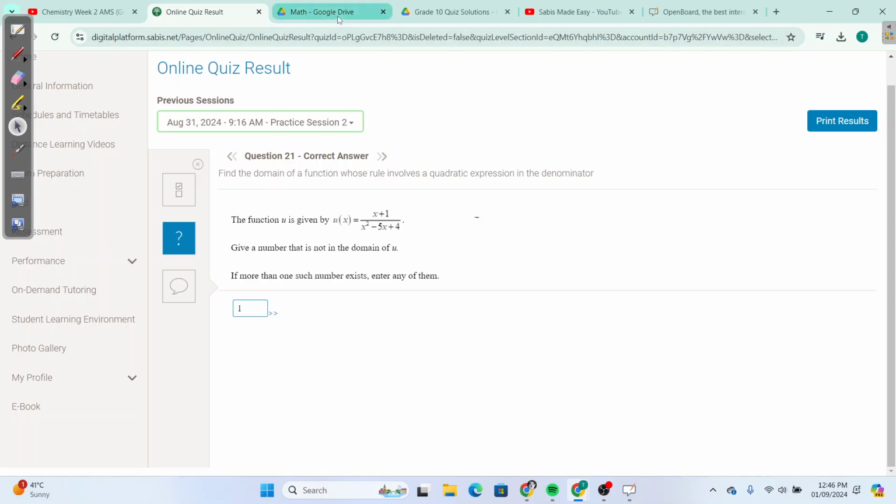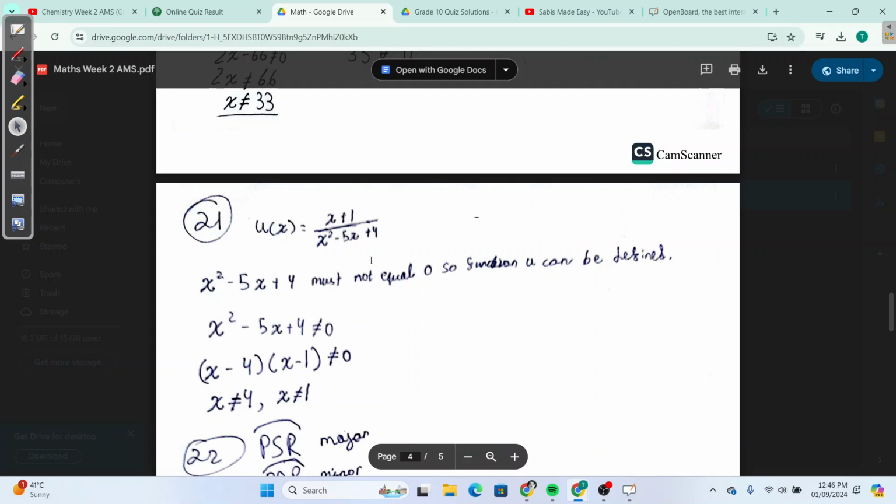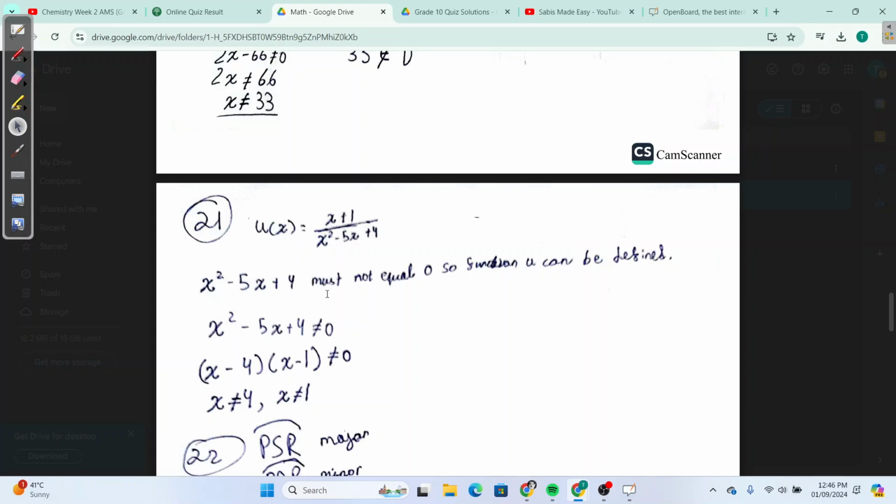X squared minus 5x plus 4 cannot be 0, so it can be defined. Now, x minus 5. So basically, x squared minus 5x plus 4 cannot be 0. You factor this out into x minus 4, x minus 1.